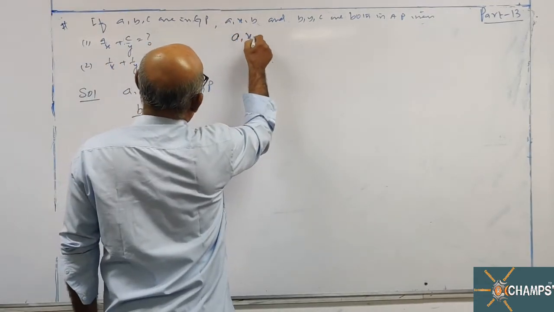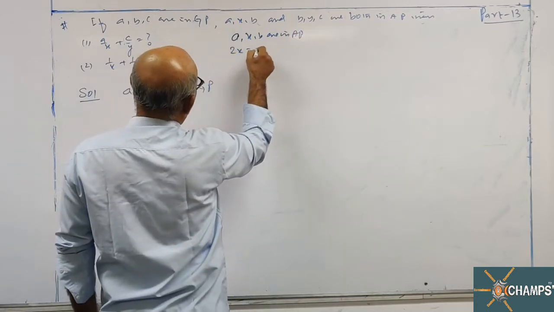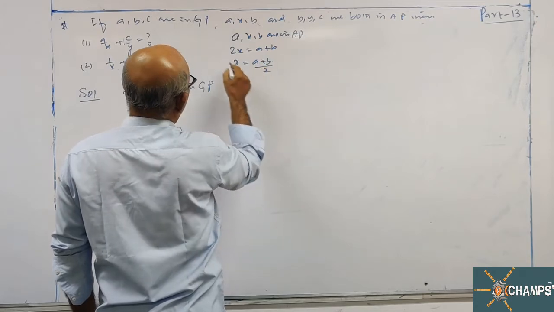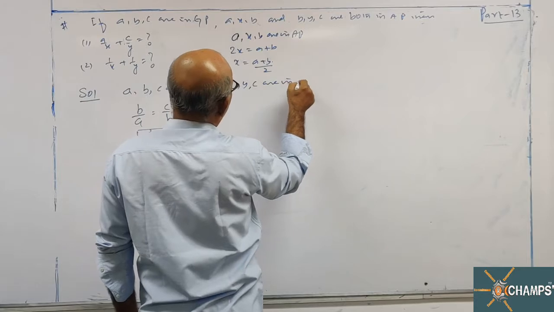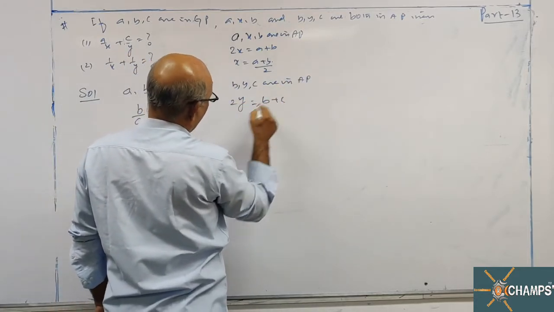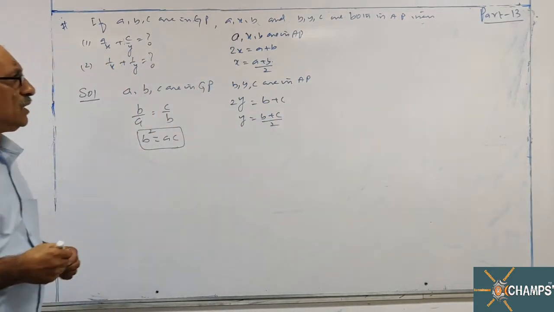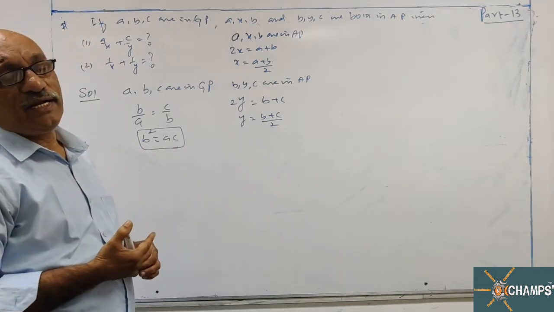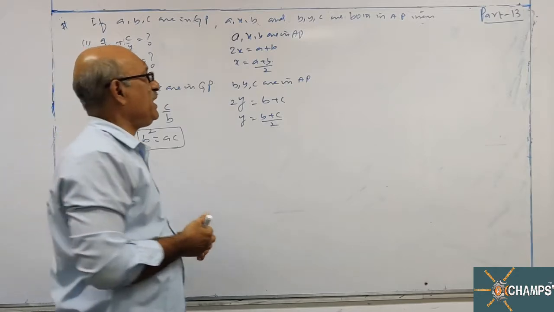Now, A, X, B are in AP. 2 times the middle term is equal to sum of first and last. X is equal to (A plus B) by 2. B, Y, C are in AP. So 2Y is equal to B plus C. Y is equal to (B plus C) by 2. It means X value is calculated in terms of A and B, and Y value is calculated in terms of B and C.